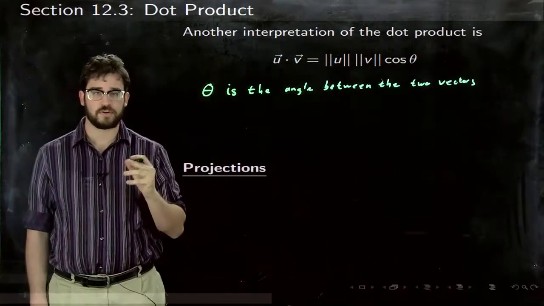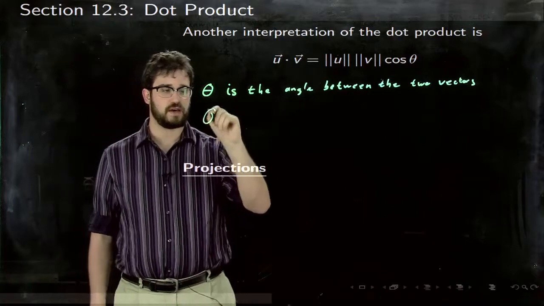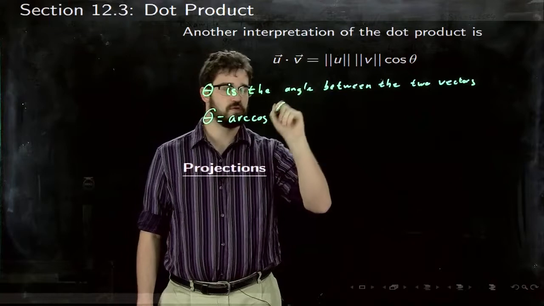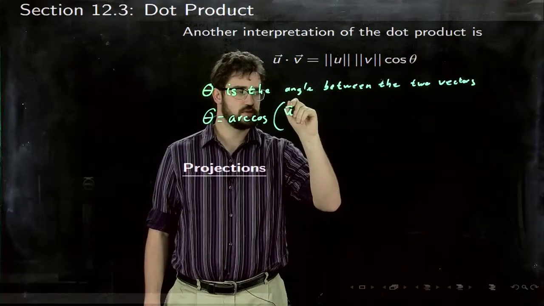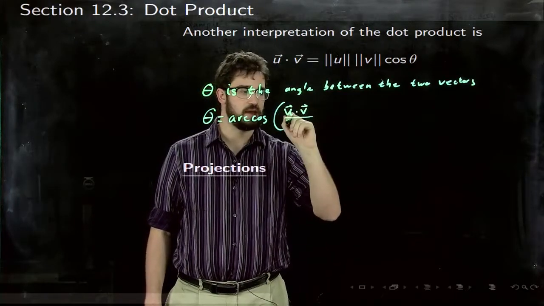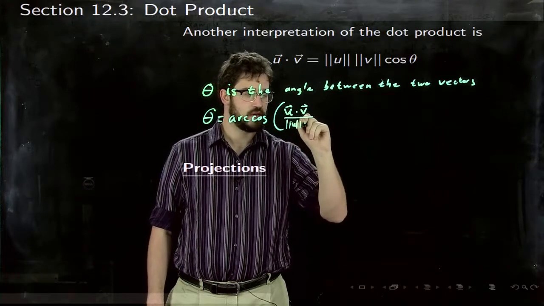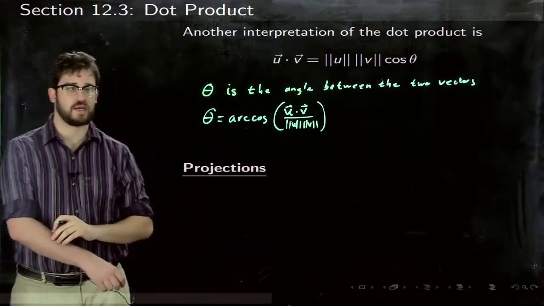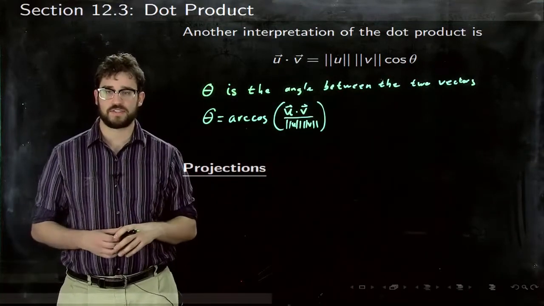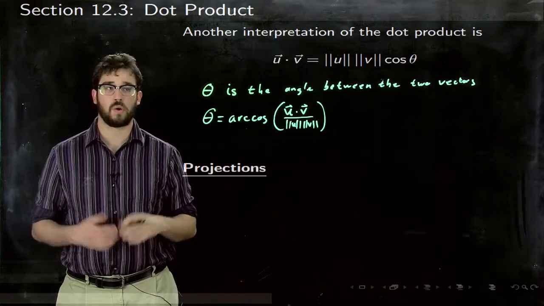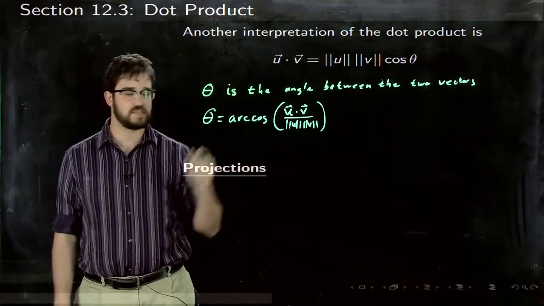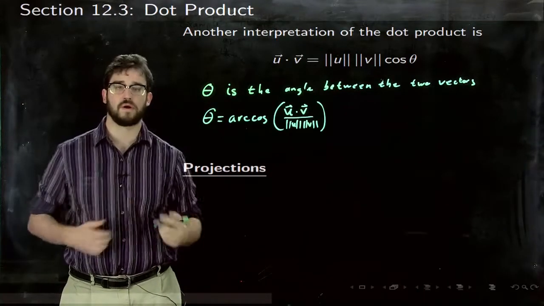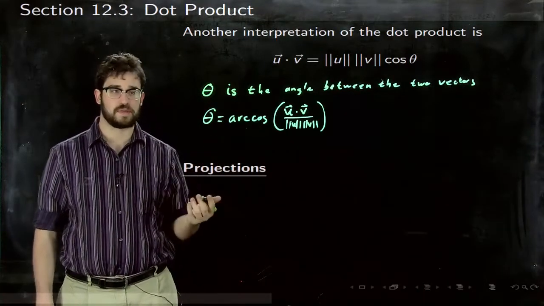This could be reversed to say that theta is equal to the arc cosine of u dot v divided by the magnitude of u times the magnitude of v. Now, what does this formula tell us? Two vectors are considered perpendicular or orthogonal if their dot product is equal to 0, because this theta would be equal to 90 degrees. So therefore, the two vectors would be perpendicular.